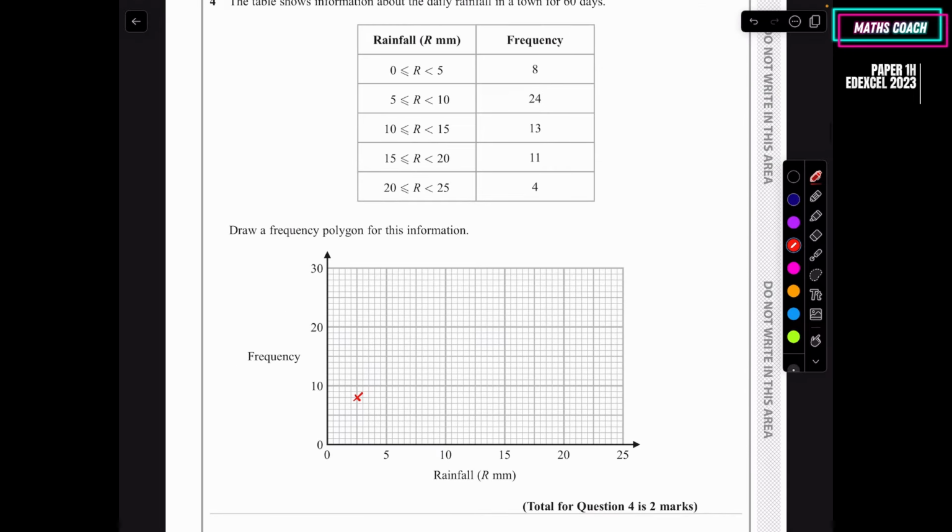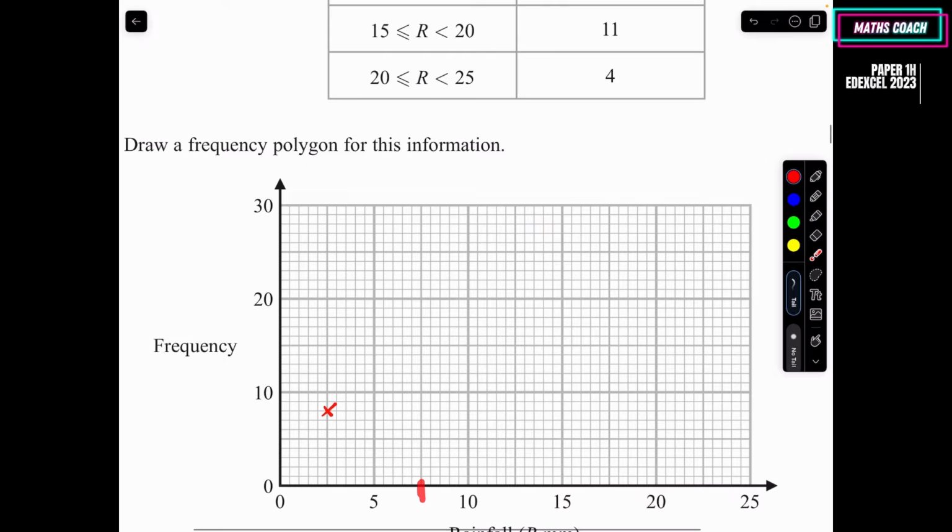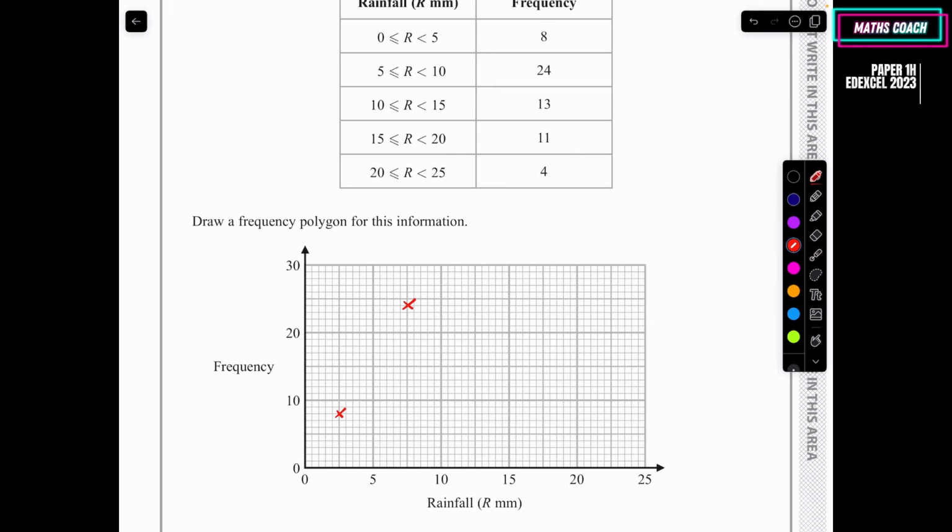And we'll do that for the rest of them as well. So we've got 24 between 5 and 10. Between 5 and 10 is halfway here. And that's 24. So we go up here. That's 24 right there. Okay, I'm going to go and do the rest of them now.